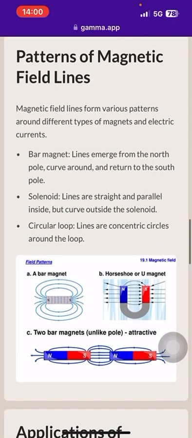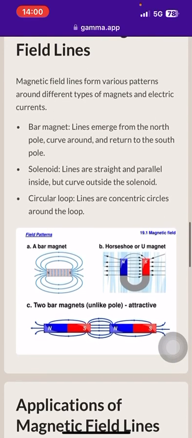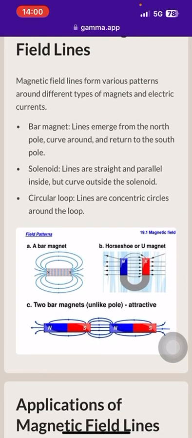Right, next. The circular loop. What is a circular loop? It means the lines are concentric circles around the loop. So in a particular loop, the lines are concentric circles.